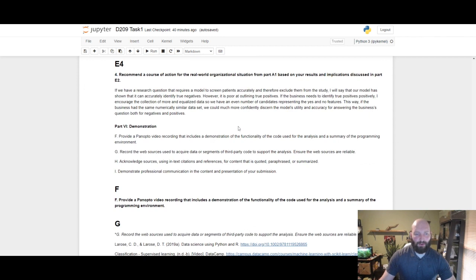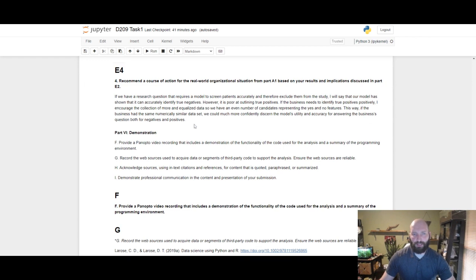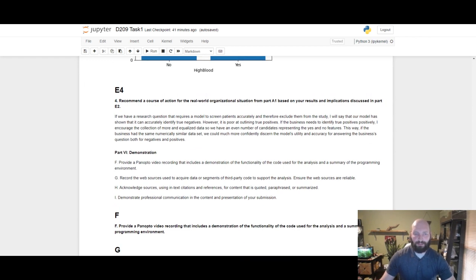My recommended course of action would be this: if the model requires patients to be screened out for not having high blood pressure, the model would succeed at that, but it would be poor at identifying true positives. So it wouldn't be good if that's the use case for the model. What I'd recommend is using this model for a different methodology, screening people out of studies who don't have high blood pressure, and also collecting more data so we can equalize the parameters. That way, if we have equal data for high and low, or yes or no, we can apply more correlative thinking to the model itself.